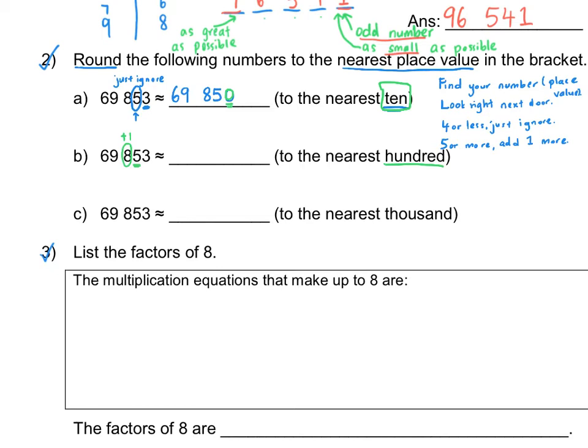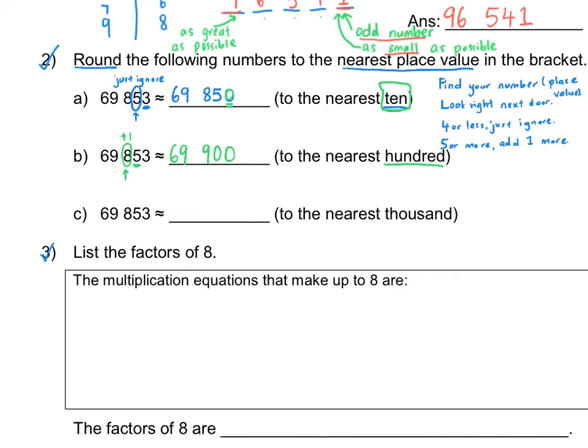So let's write down the answer. Before the circle, we copy 69,000. Now this digit 8 here, you got to decide. Does it remain the same or do we add 1 more? In this case, we add 1 more, it becomes a digit 9. Whatever behind the circle becomes a 0, 0.